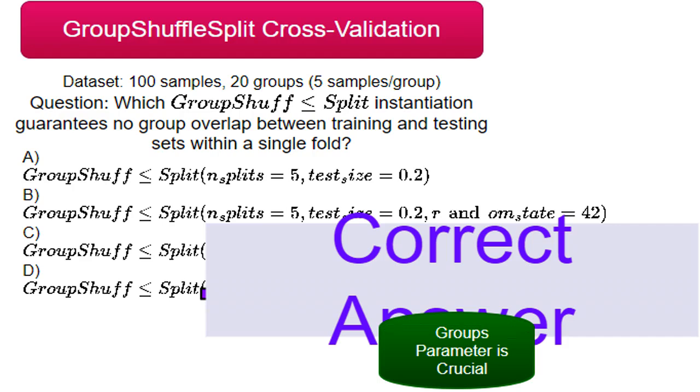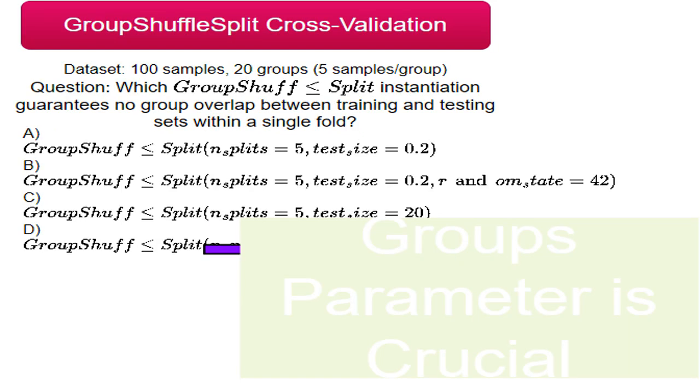So, the only choice that ensures our groups stay separate is option D. The others fail because they don't explicitly define the groups. They ignore the group structure altogether, making them unsuitable for our problem. To reiterate, the groups parameter is absolutely essential for GroupShuffleSplit to work properly. Without it, the tool essentially becomes a regular shuffler, ignoring the critical group structure of your data.